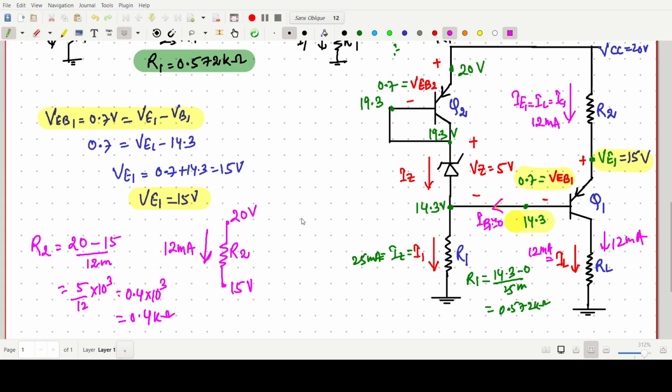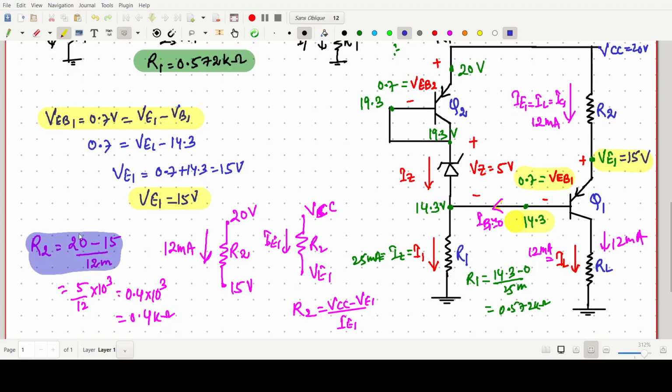Means what I am doing? Once again, if this one is some resistance R2, this one is say potential like VCC, and this one is our VE1, and this current is say IE1. So what we can write? R2 equals higher potential VCC minus VE1 divided by IE1. Okay. So like that we have found the R2 value. Okay. 20 minus 15, 20 minus 15 by this. So it should be 0.4.